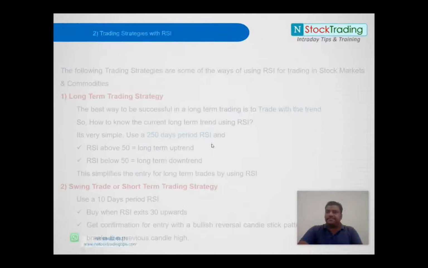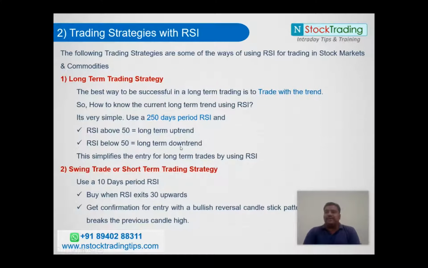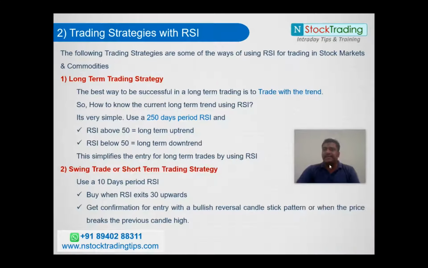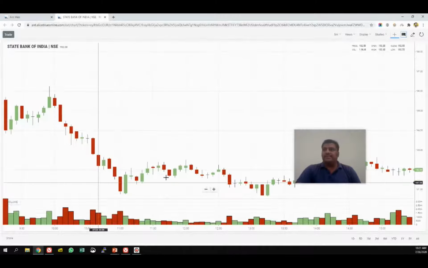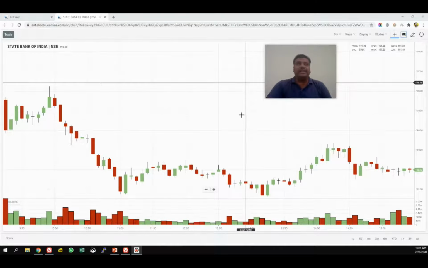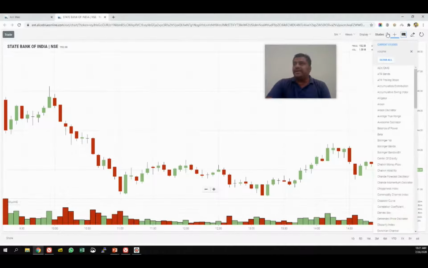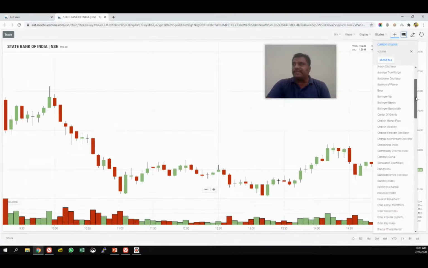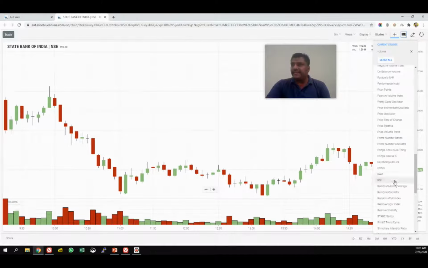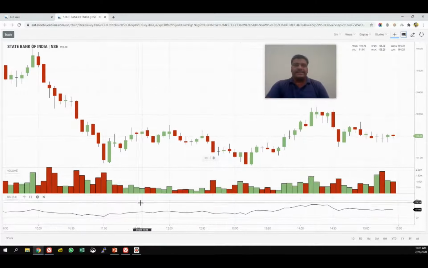Next, we'll go for a couple of trading strategies using RSI. I have shown you what RSI is, so we'll see a couple of trading strategies with RSI. For example, I'm showing you this chart. This is for State Bank of India on the Alice Blue platform. I'm going to include RSI from the studies. Yes, RSI is here now.